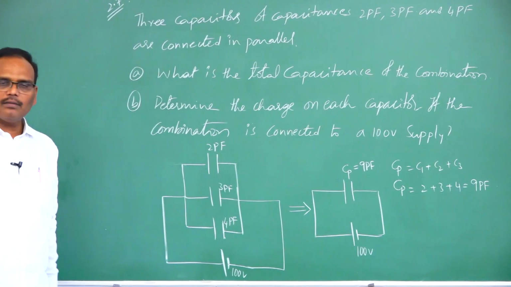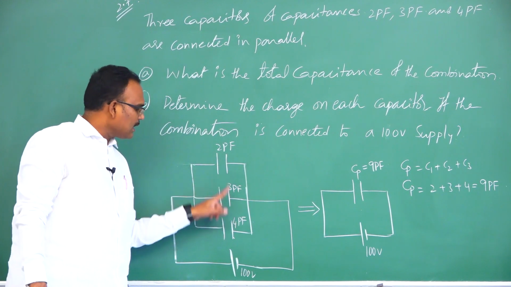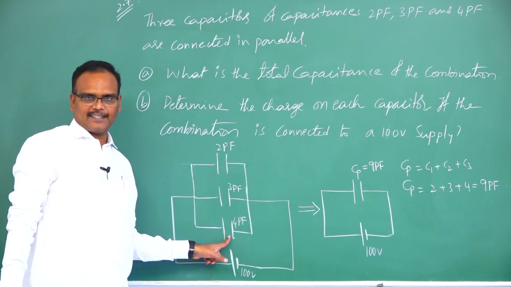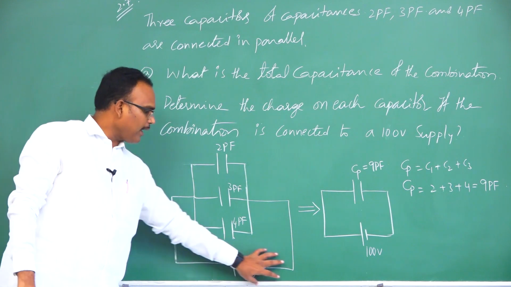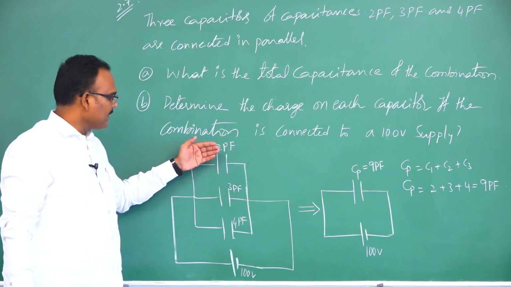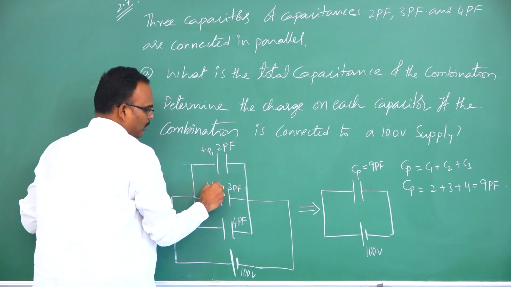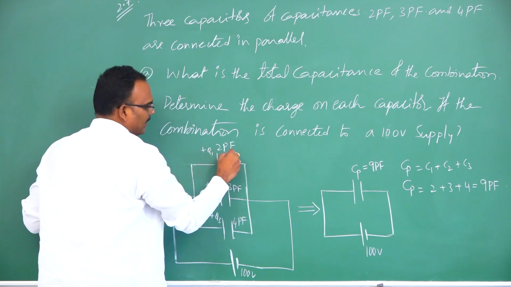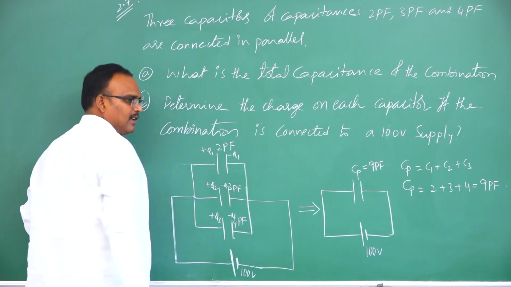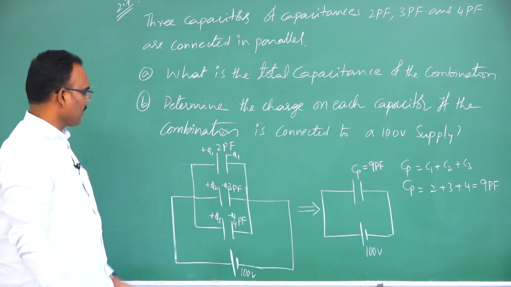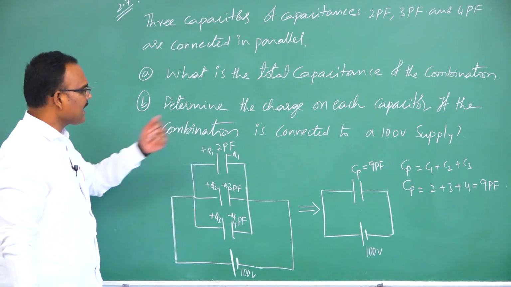In parallel combination, we know potential difference across each capacitor is same. That is equal to source potential difference. And in parallel combination, total charge flowing through the battery divides into Q1, Q2, Q3. See here charges, say plus Q1, plus Q2 and plus Q3. This is minus Q1, minus Q2, minus Q3. Charge is different on each capacitor. Here capacitors also are different capacitors. So we need to calculate charge on the capacitor.